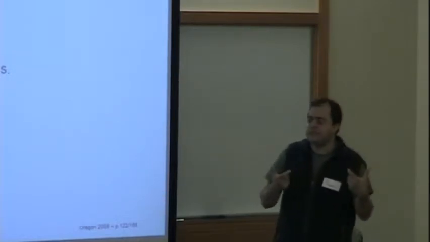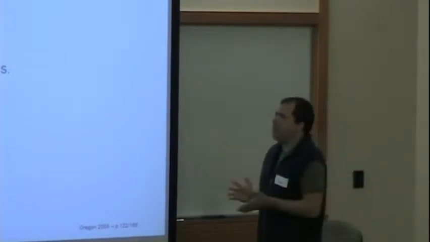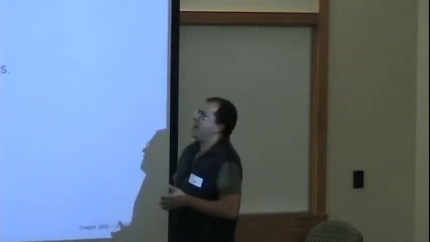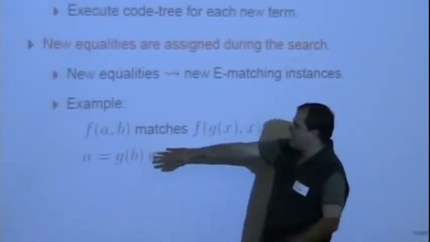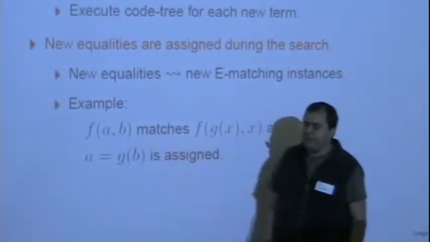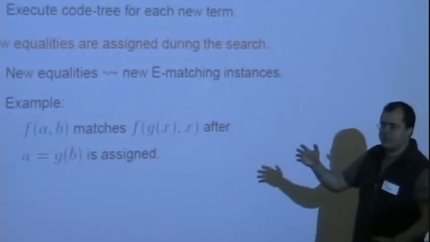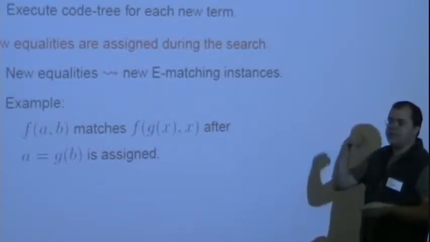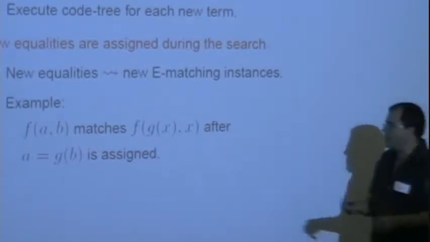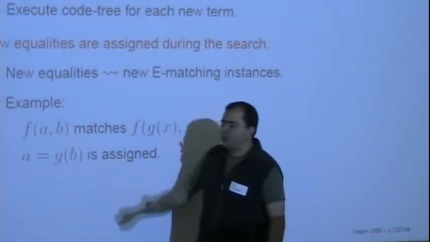Like in standard matching, if you create a new term, you may match this new term with some pre-existing pattern, right? This is easy, right? But E-matching has an extra complication, because you get new equalities during the search, right? Suppose in the beginning I had only f of g of x and f of a, right? They don't match. But suppose in the middle of the search, by using unit propagation or the decide rules that we have seen before, we assign a equals g of b.